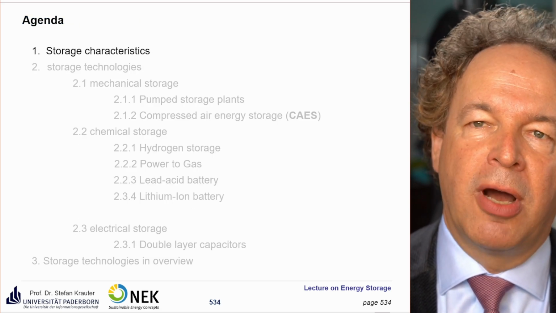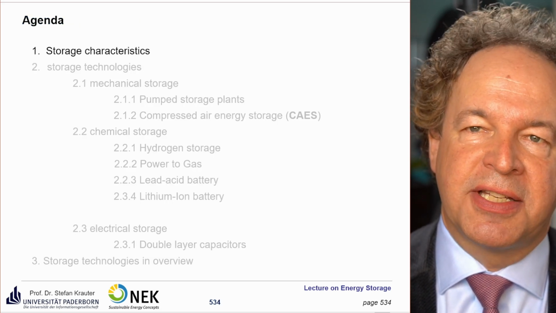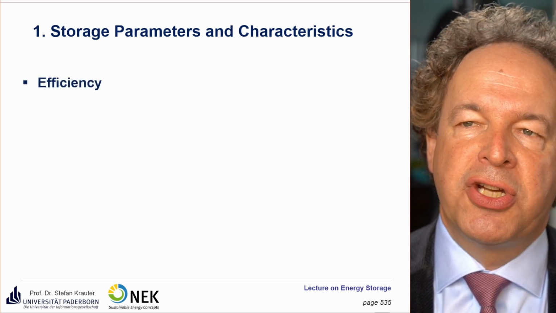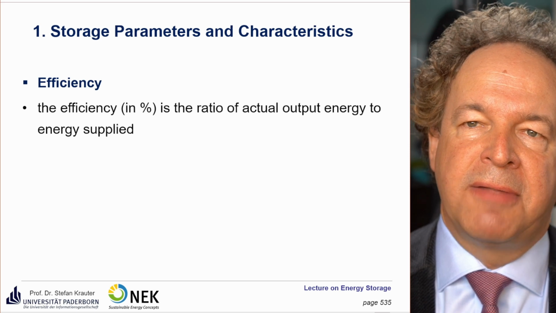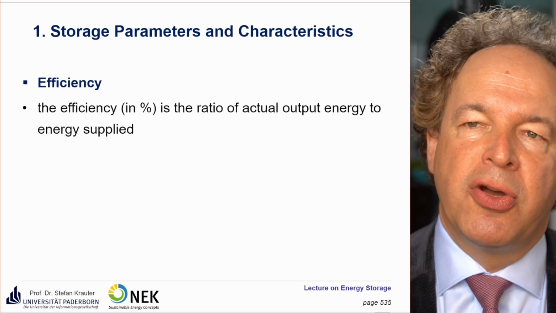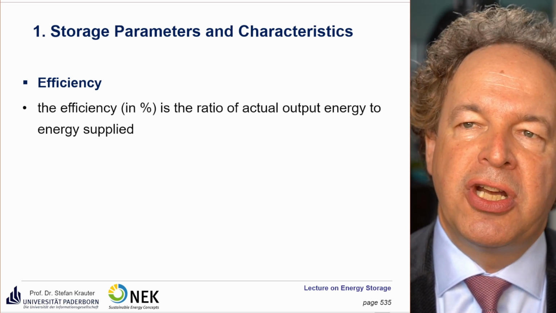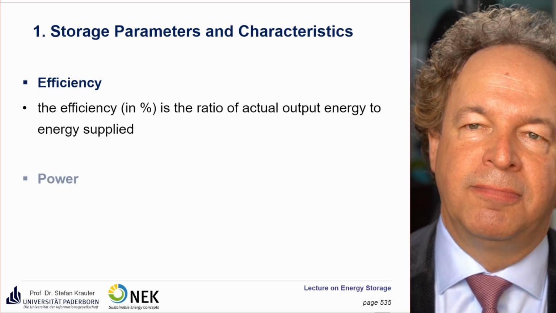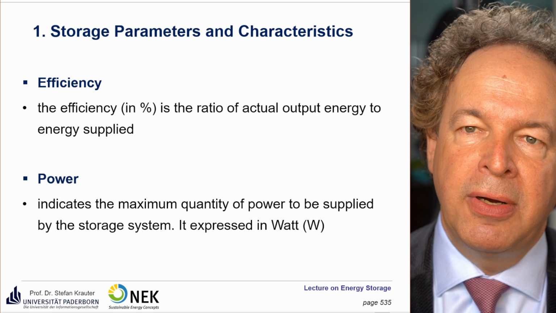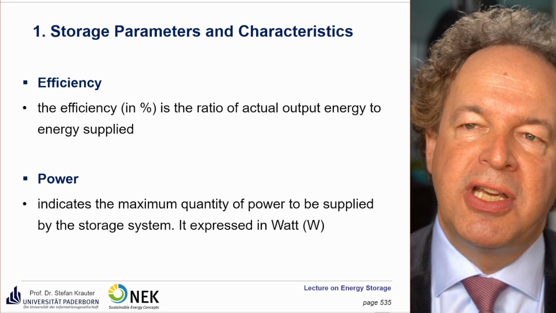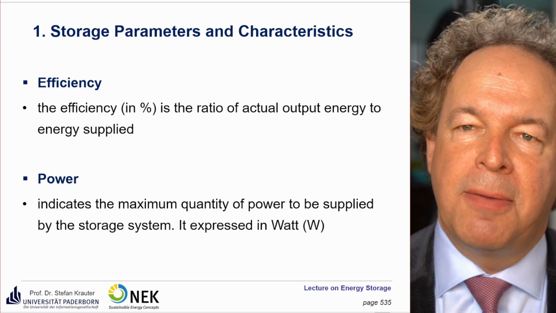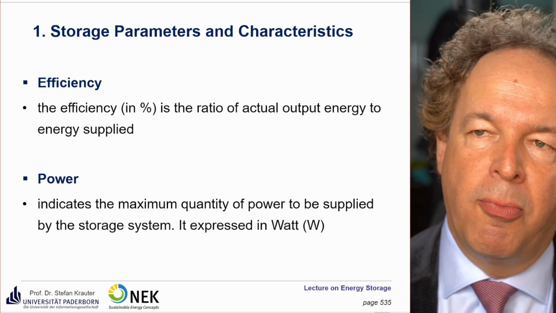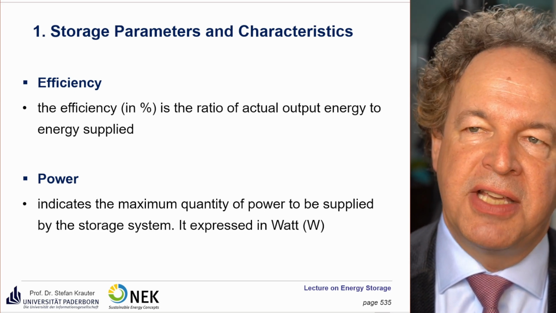But first, let's talk about storage characteristics. A major parameter is the efficiency. That means the ratio between the actual output energy of the battery or the storage to the energy supplied before. Then the power, that's the maximum quantity of power to be supplied by the storage system. It's expressed in watts or kilowatts or megawatts, depending on the size of your storage system.